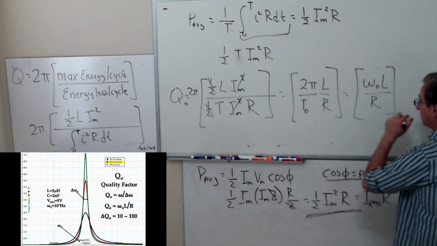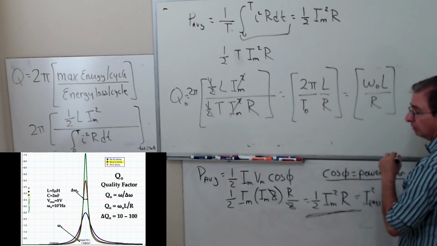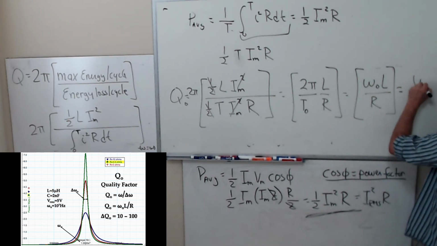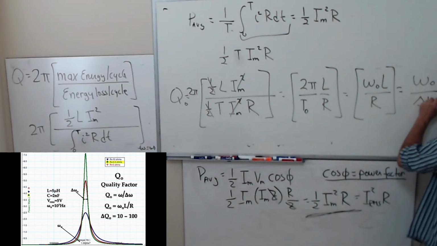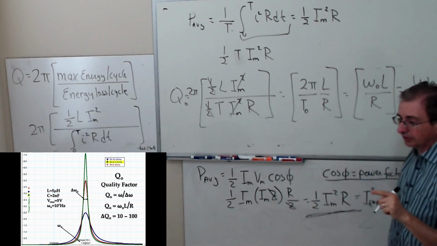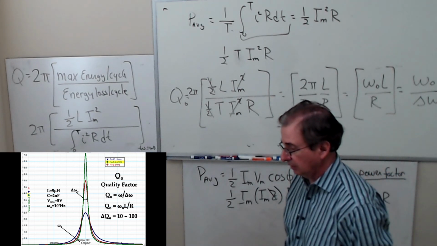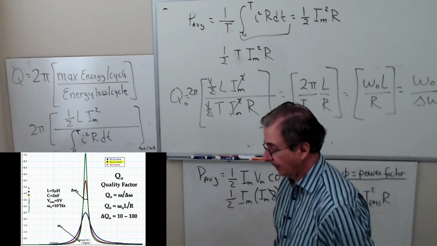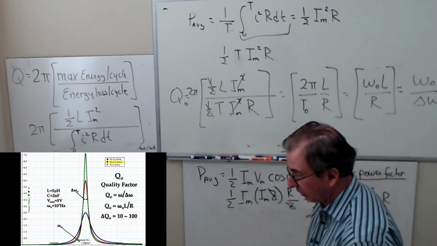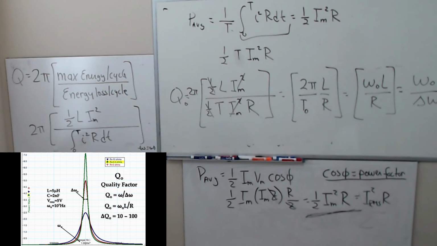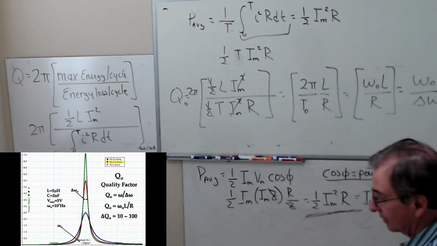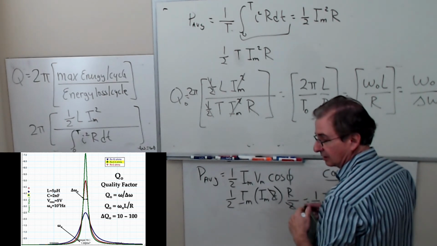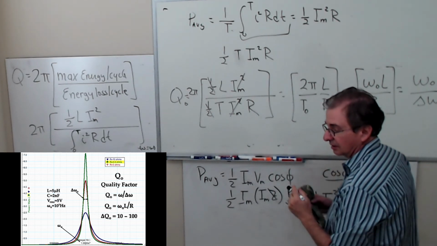And one can show, and if I have time in lab, that this is equal to omega naught over delta omega, where delta omega is the full width at half the peak. The width of the graph that you see there at half the peak. Questions on this?